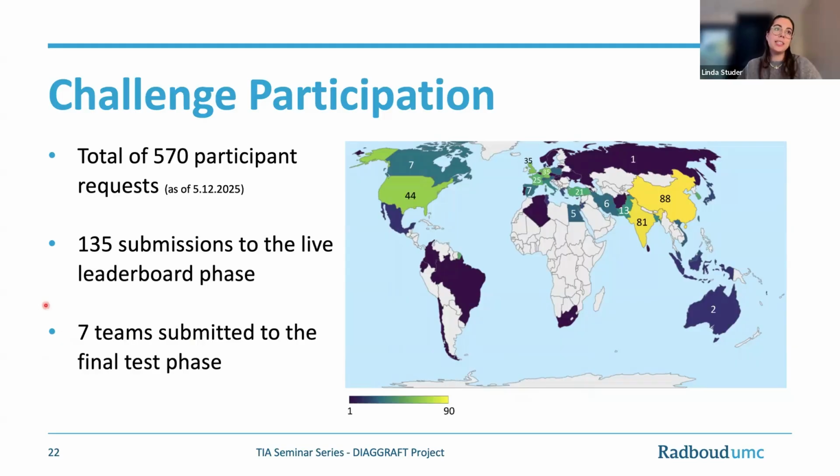In the end, we had 7 teams that submitted to the final test phase. The teams that were allowed to submit to the final test phase were the ones that had a successful submission to the live leaderboard phase.